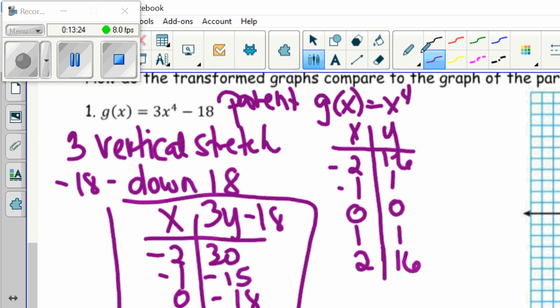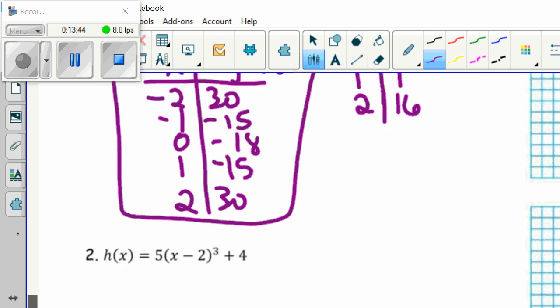So my graph, connect my points, looks like a parabola. Okay? It has a vertical stretch or a horizontal compression. Remember, those are opposites of each other. All right, let's look at one more of those for today.